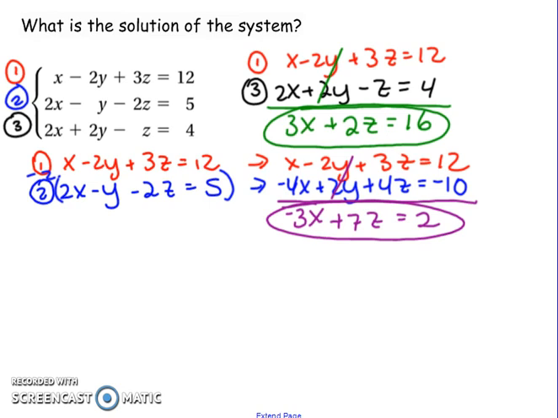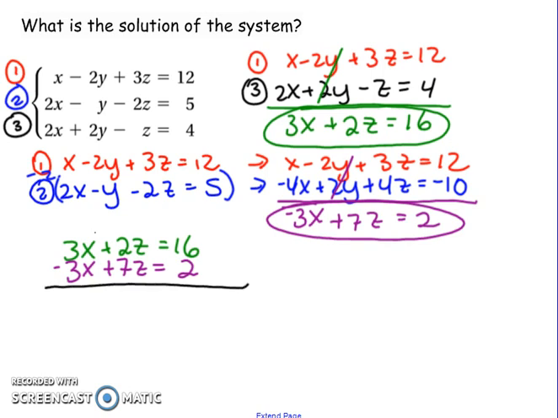Okay, so now the 2 circled ones, I'm going to put together. 3x plus 2z equals 16. And I'm going to stack that with the -3x plus 7z equals 2. And my x's now will cancel out nicely. So those are gone. And now I have 9z equals 18. Divide by 9. z equals 2.